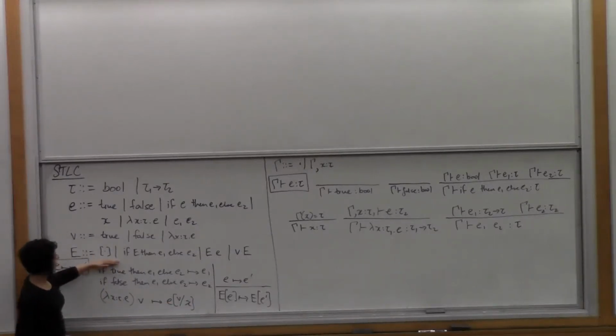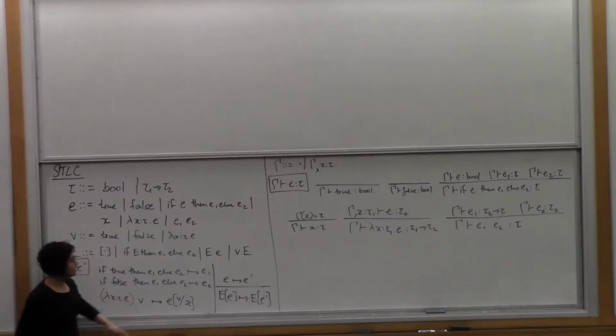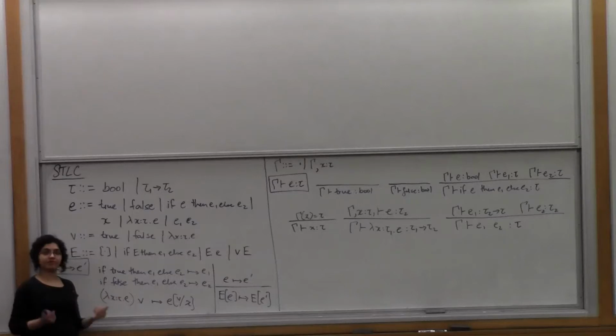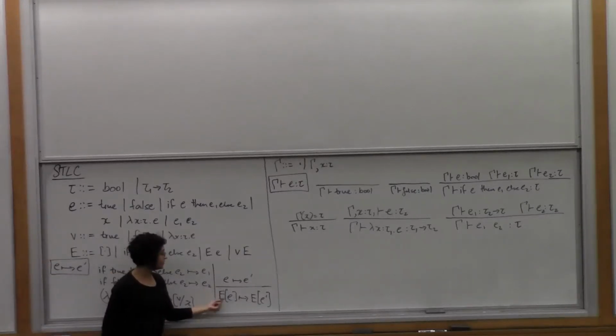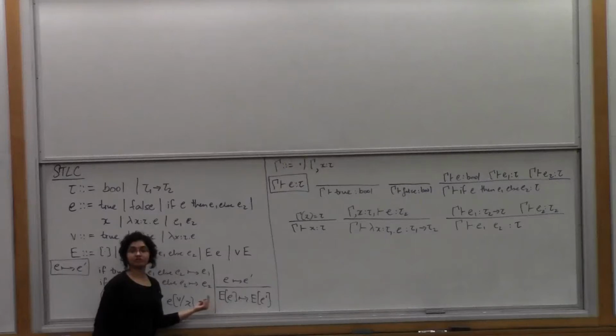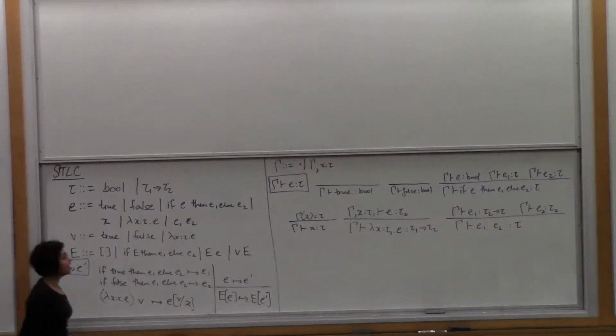Then we have evaluation contexts to define the evaluation order. We need this rule in order to lift the reduction rules up to the level of full expressions. So if you have an expression E that steps to E prime, then we can lift it up to the evaluation context using this rule.